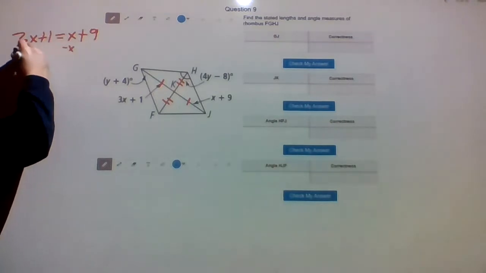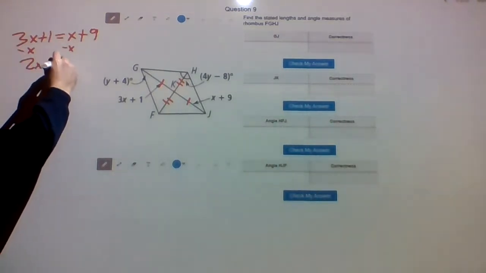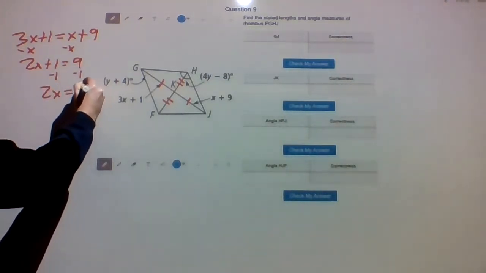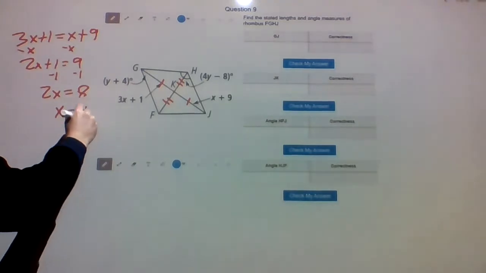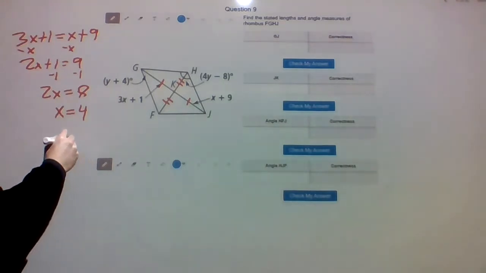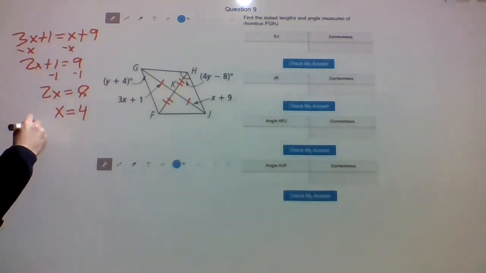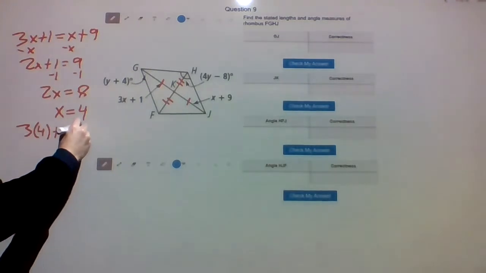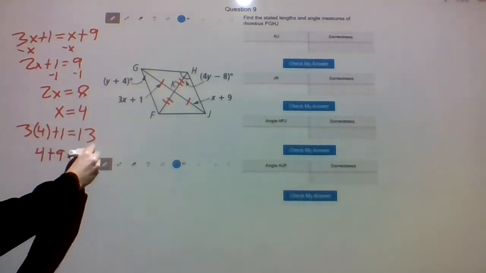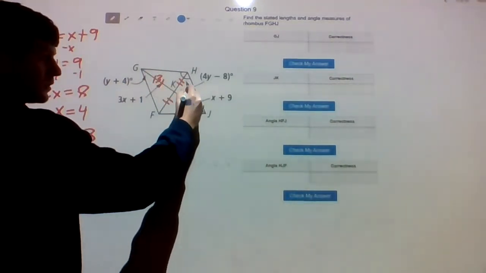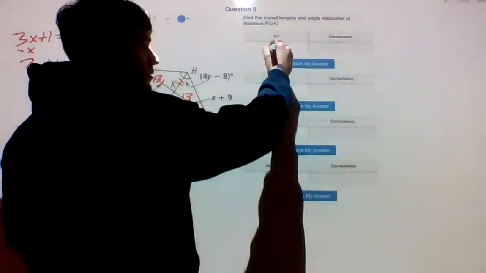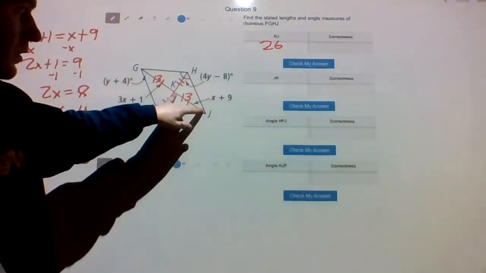We can subtract x from both sides, so we have 2x plus 1 equals 9. We can subtract 1 from both sides, so we have 2x equals 8. Divide by 2 on both sides, so we get x equals 4. If we substitute that back in, we have 3 times 4 plus 1 is 13. 4 plus 9 is 13. So this piece is 13, this piece is 13. So GJ, the whole thing, is 13 plus 13, which is 26. JK is 13.